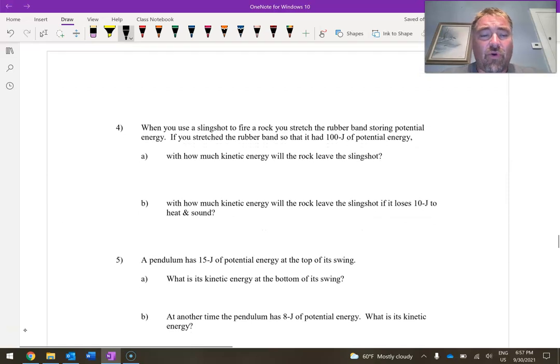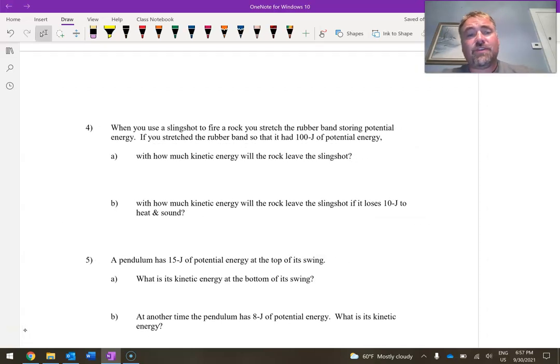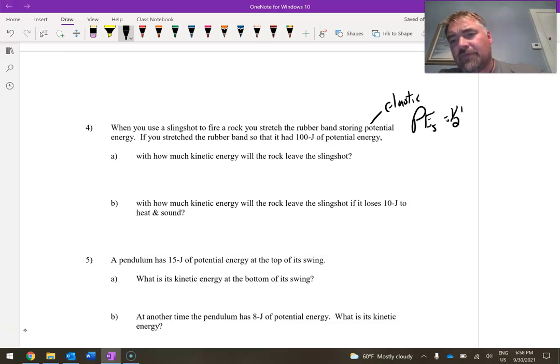Okay, moving on to number 4. Use a slingshot to fire a rocket, stretch the rubber band back, storing potential energy. So this is going to be elastic potential energy. Remember, elastic potential energy, PE, stored in the spring, is equal to 1/2 k x squared. So that's how much energy is going to be stored in the spring.